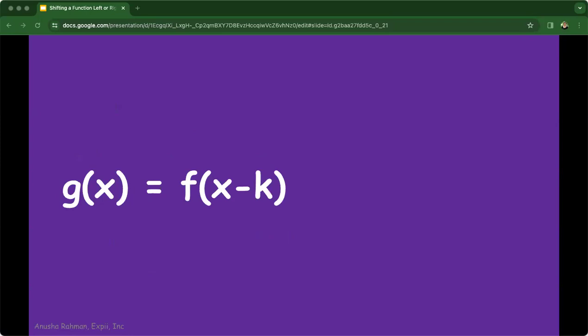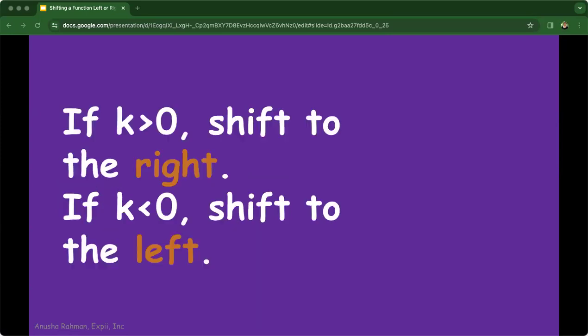We have a standard equation or formula for horizontal translations. g of x is the new transformed function. So this is the function after the horizontal translation. f of x is the original function. k is the number of units we are horizontally translating the function. In other words, we can shift f of x by k units horizontally. But that raises the question, how do we know if we are shifting left or right?